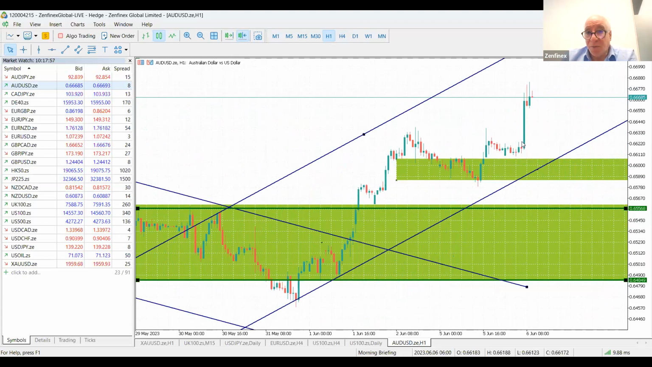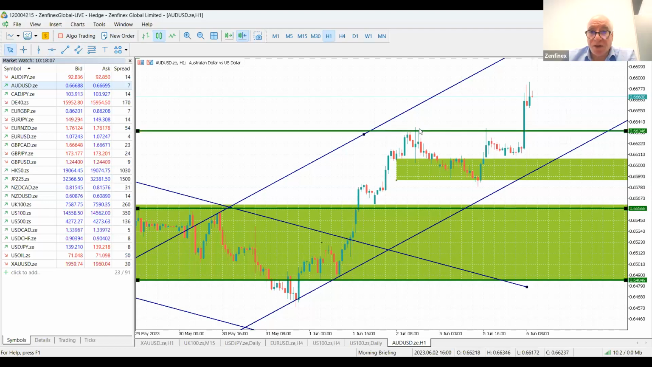So clearly we've had this big move. That was the interest rate announcement from the Australian bank. We can see that it found resistance at this level here, and that may be the other areas. So we've got a few areas where we can look to see if it will come and retest.